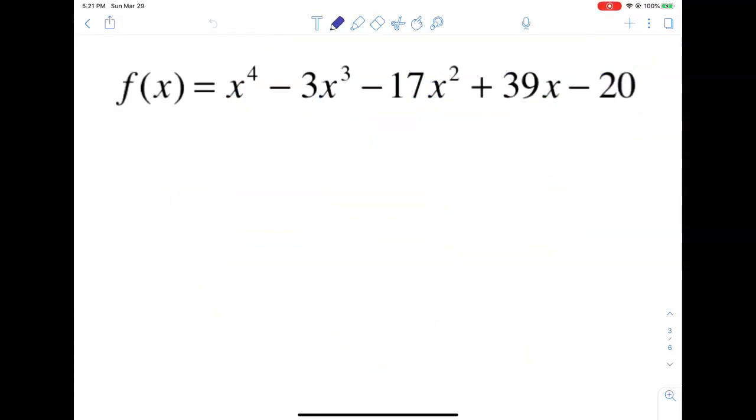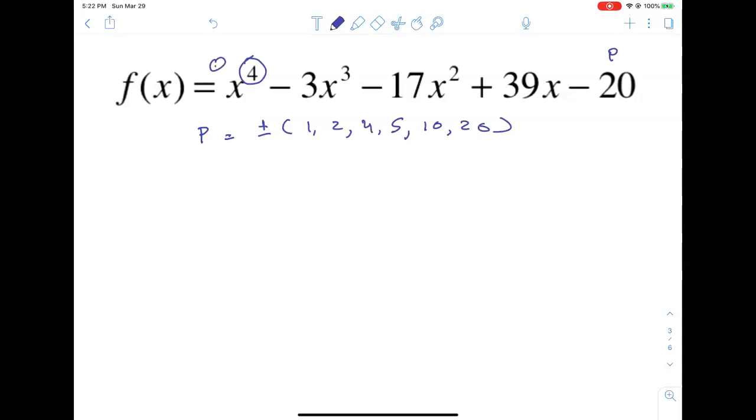All right, let's take a look at this problem. This one's different. How many x-intercepts are we going to have for this problem? Oh, there's our highest exponent. So we're going to have 4 x-intercepts. Now the way we start this is the rational root theorem again, p over q. So let's figure out our factors of p. Remember, p is the constant term. So that'd be plus or minus 1, 2, 4, 5, 10, and 20. Plus or minus all those.